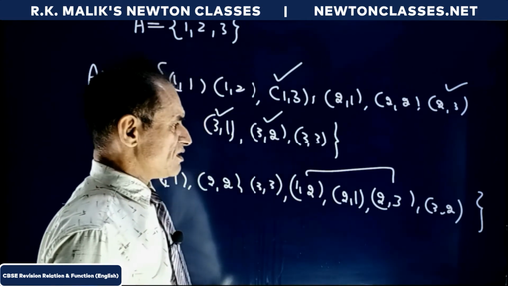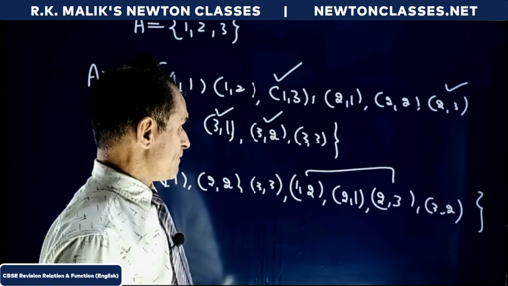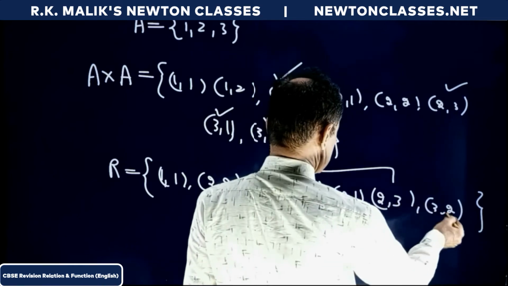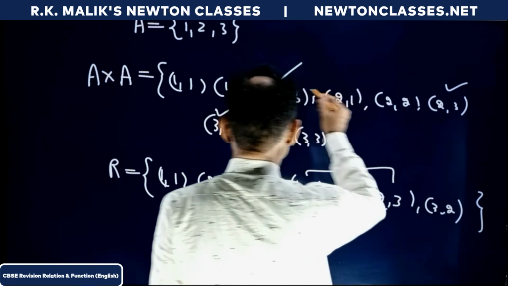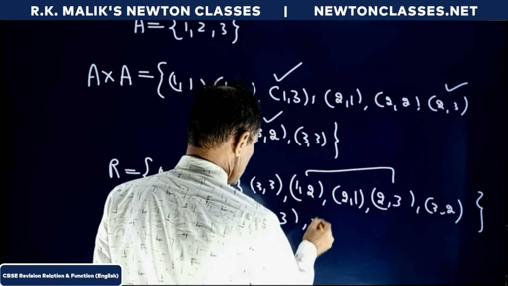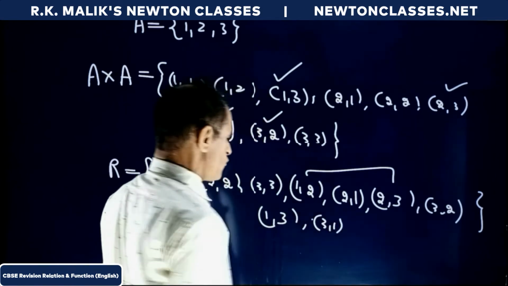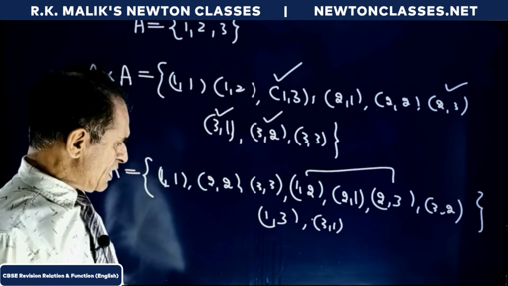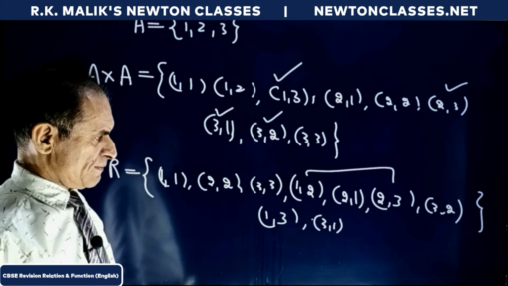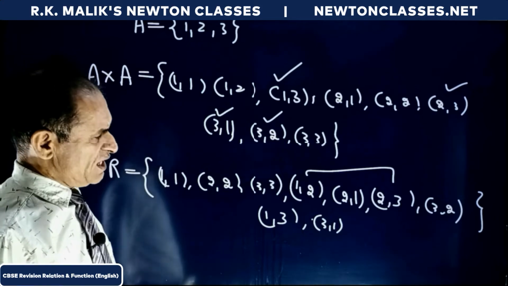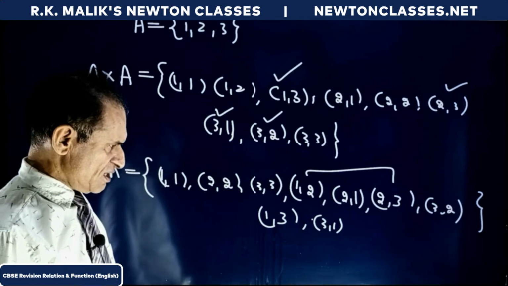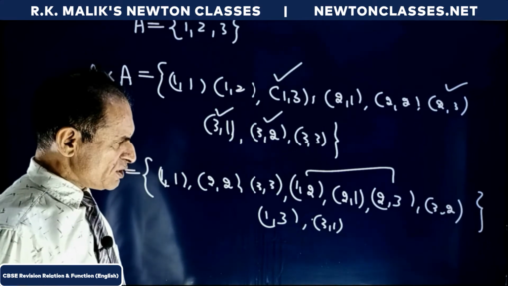Therefore, this relation is not transitive. Hence, if (2,3) and (3,2) are included, (1,3) and (3,1) will have to be included. And now this is the same as A cross A, and A cross A itself is always an equivalence relation, you must be knowing.